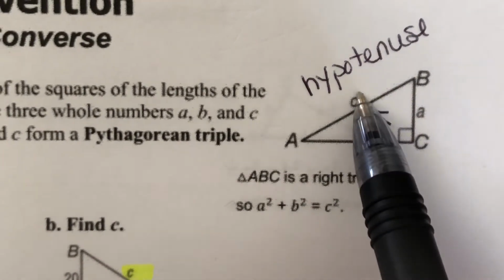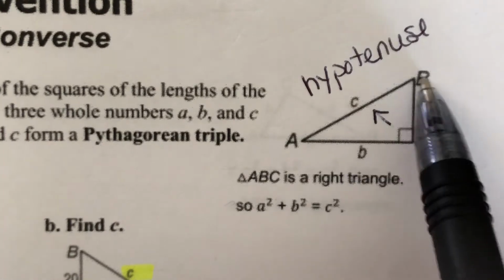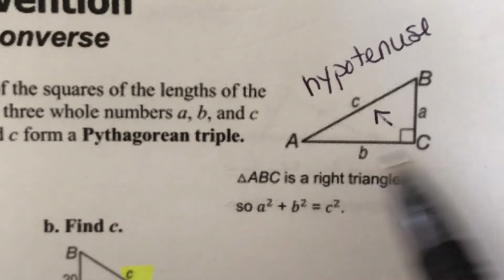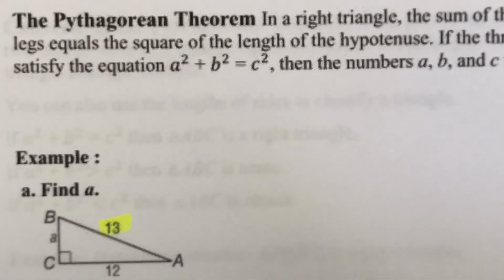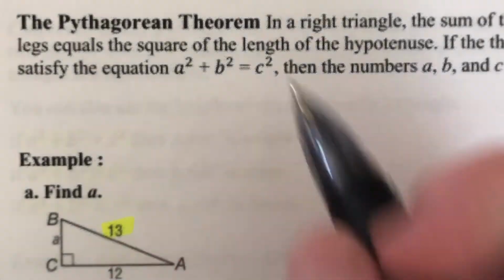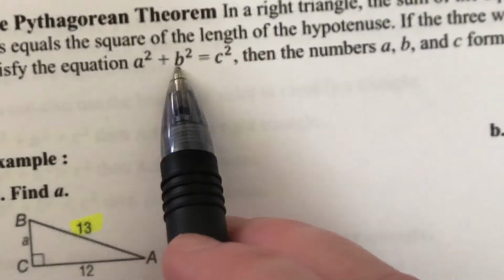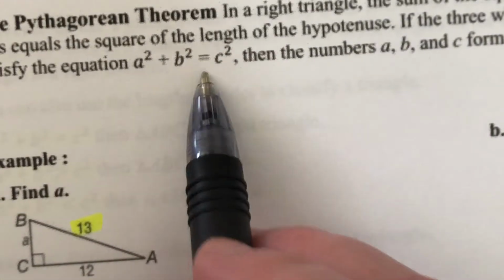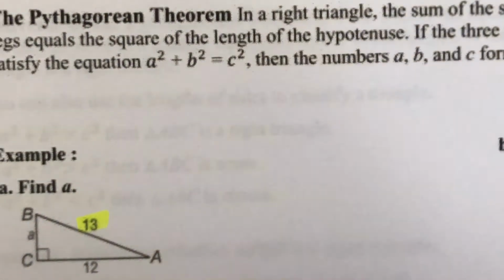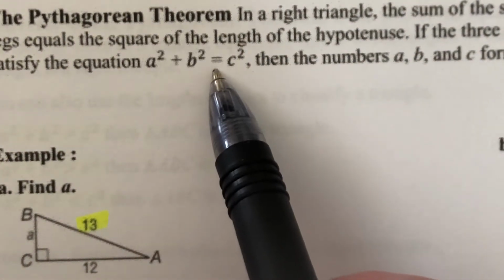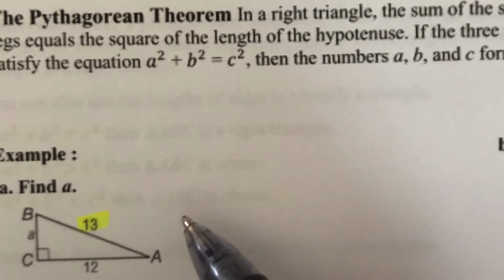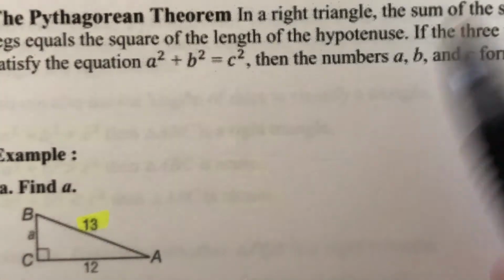So we always call the hypotenuse side c, and then the two legs are just a and b, and it does not matter which is which, right? So the Pythagorean theorem is a squared plus b squared equals c squared. So basically we take the length of the two legs, we square each of them, we add them together, and that should be equal to the longest side squared, right? They should be equal if it's a 90-degree angle.